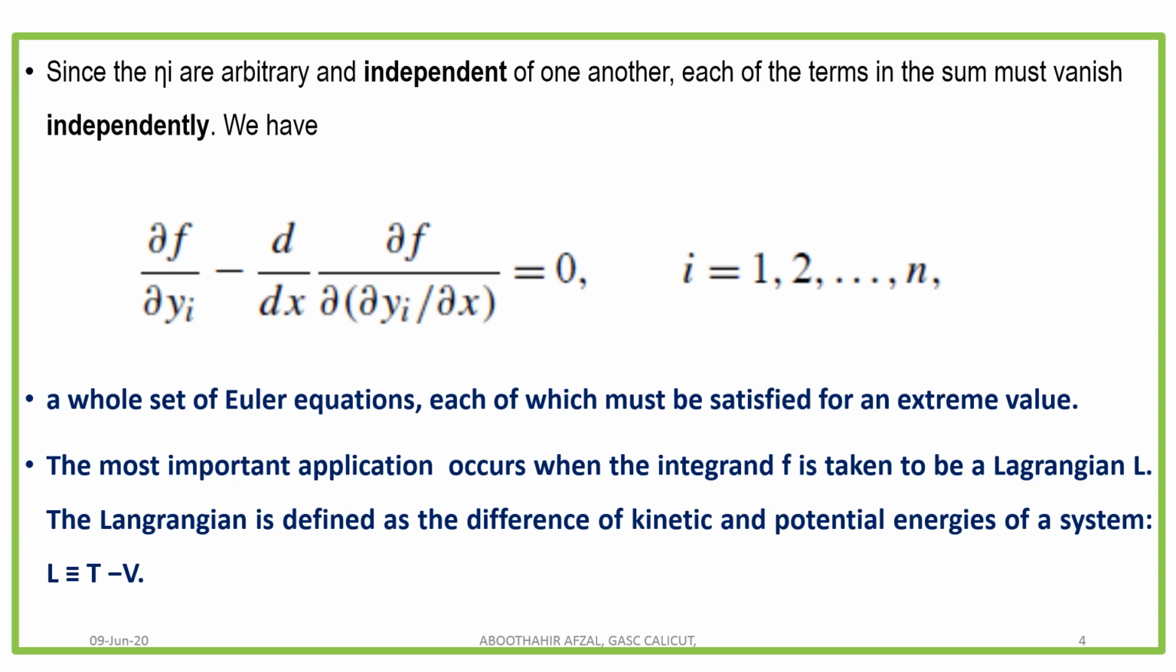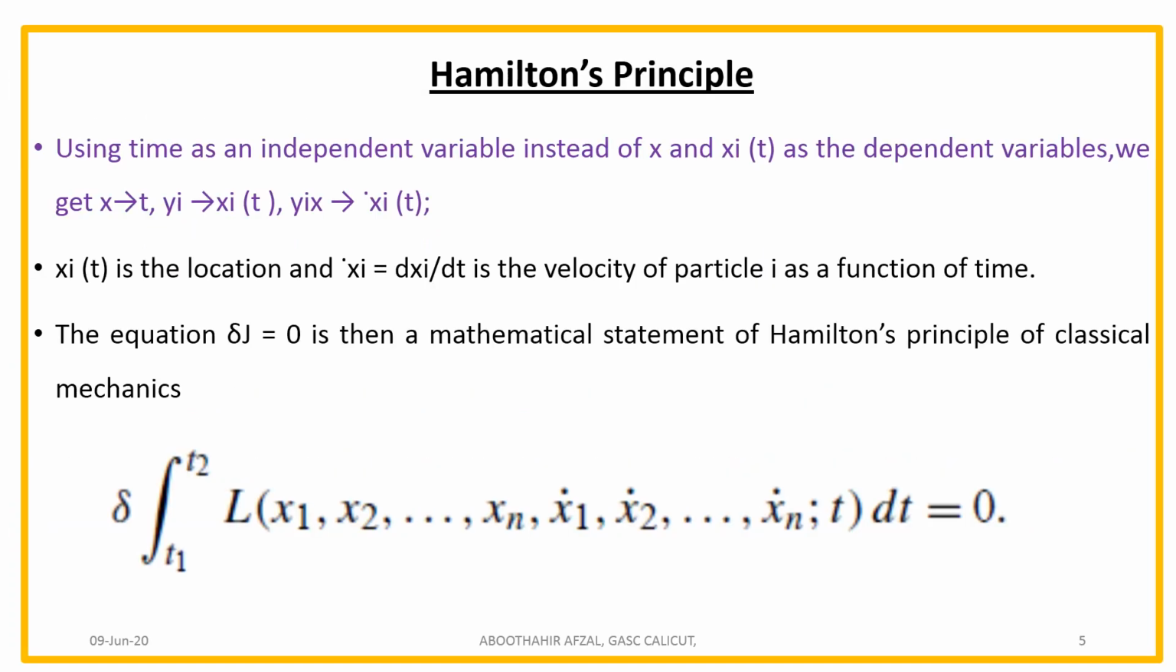Now if I put f is equal to T minus V, which is L, that will become a problem called Hamilton's principle. That will lead to Hamilton's principle. Now what I am doing is slightly making a change. Instead of x as an independent variable, I am choosing time as the independent variable. Instead of y as a dependent variable, I am using x as the dependent variable. That means x depends on time. Time is the independent variable.